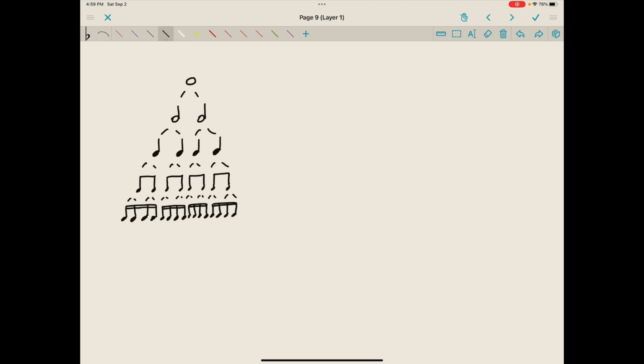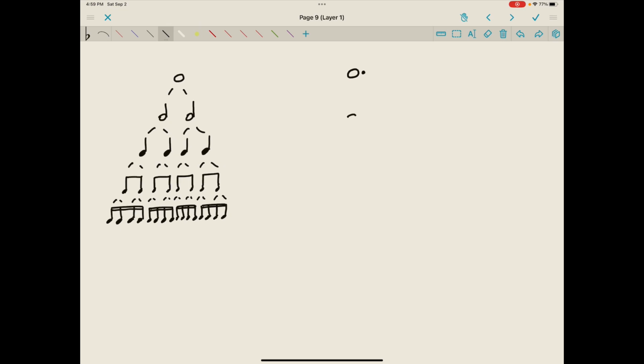As it turns out, we actually have additional note values to consider besides those found on our pyramid. We can take any one of these note values and we can actually alter it by dotting it. We just put a dot to the right of the note head. So this would be called a dotted whole note. This would be a dotted half note. This would be a dotted quarter note. And this would be a dotted eighth note. This would be a dotted 16th note. A dot adds duration or time to whatever note value it's dotting.